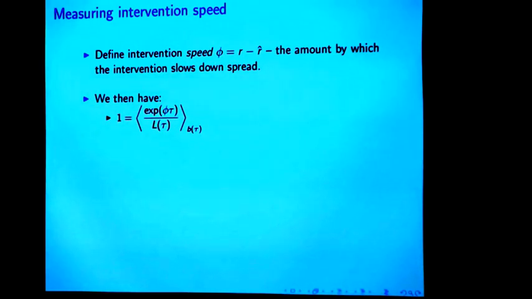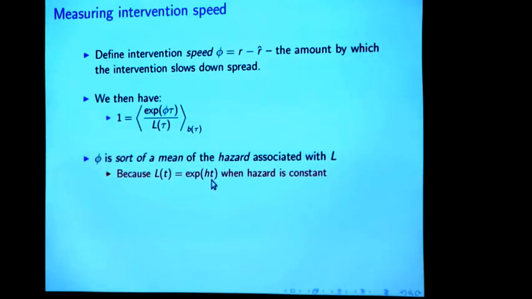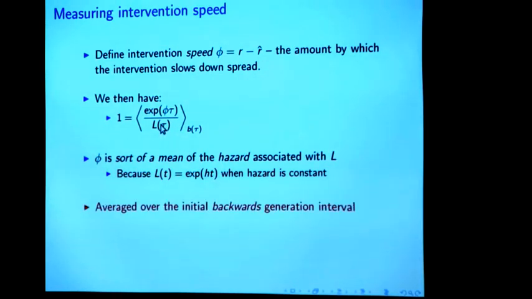So here's my equation for phi. It's an expectation, which is fascinating to me, over the backwards generation interval, and it's sort of a mean. In the interest of time, I'm not going to get hung up on that. I'm just going to say it's a mean in the sense that it's a representative value. If h is constant, if we have a constant rate in our idealized infection, then L is e to the ht, which cancels e to the phi t, and that's the answer. So I'll say that a little more clearly, hopefully, in a second.